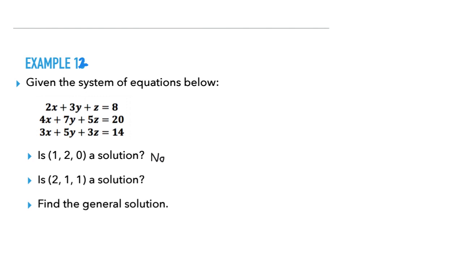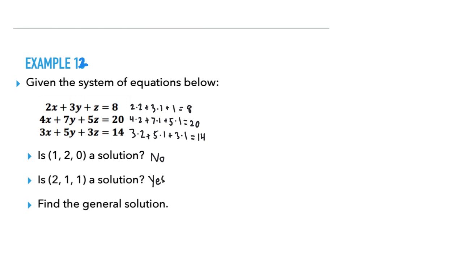Now we're asked, is (2, 1, 1) a solution? I'll try the same thing. When I plug (2, 1, 1) into the first equation, I get 2 times 2 plus 3 times 1 plus 1, which is 4 plus 3 plus 1, and that is indeed 8. When I plug it into the second equation, I get 4 times 2 plus 7 times 1 plus 5 times 1, which is 8 plus 7 plus 5, and that is indeed equal to 20. When I plug (2, 1, 1) into the third equation, I get 3 times 2 plus 5 times 1 plus 3 times 1, which is 6 plus 5 plus 3, and yes, that is equal to 14. So (2, 1, 1) is a solution.